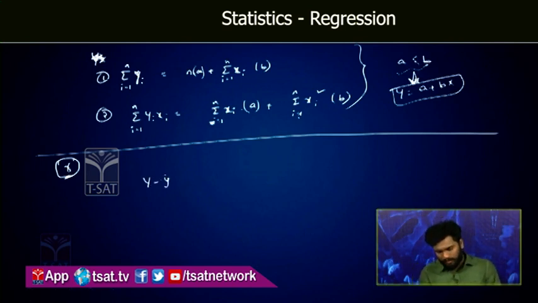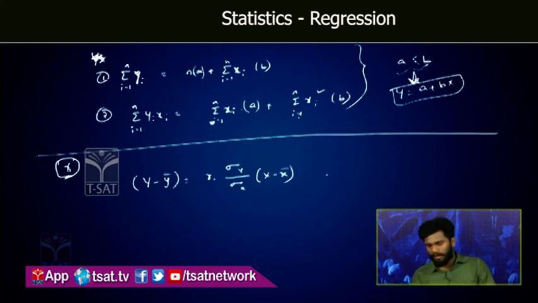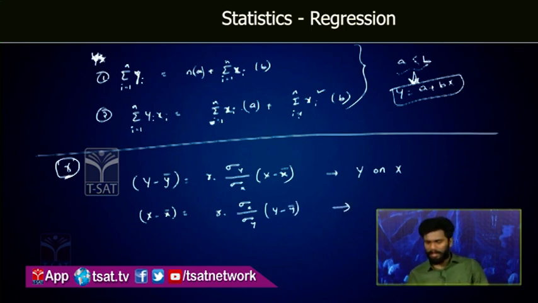y minus y bar is equal to r into sigma y by sigma x into (x minus x bar). This is one. We call this the regression line of y on x. Now there is one more regression line: x minus x bar is equal to r into sigma x by sigma y into (y minus y bar). We call this the regression line of x on y. Now why do we have two regression lines?